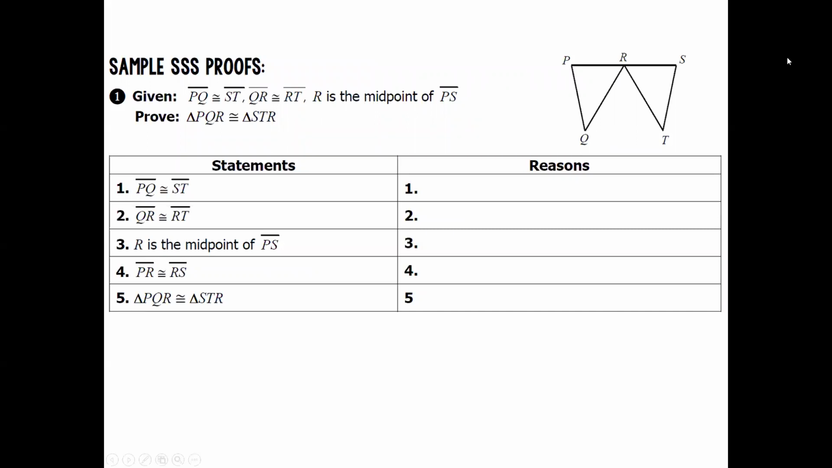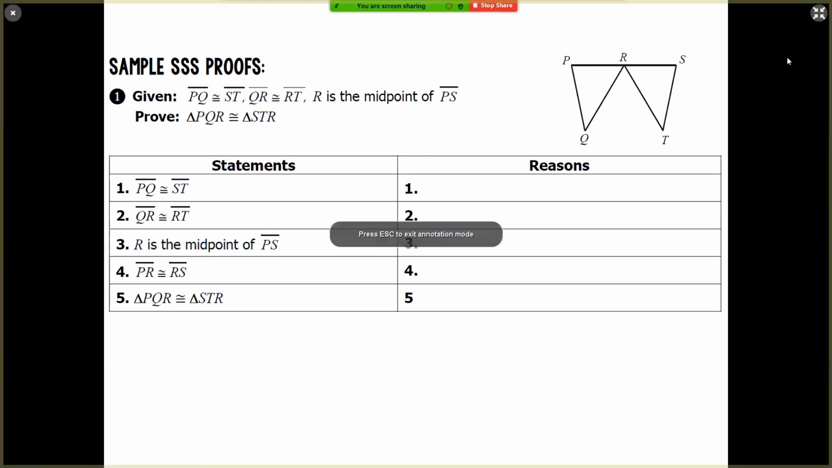So this comes into play when we start writing proofs. So here's a sample side, side, side proof. We're going to always start out our proofs with the given information. So this is a proof in a T-chart. We're starting with our given information on the left. We have PQ is congruent to ST. So in my diagram, I'm marking PQ congruent to ST. And the reason I know that is because it was given to me in the original problem. I also know that QR is congruent to RT. So I'm going to mark that in my diagram. And again, that's given information.